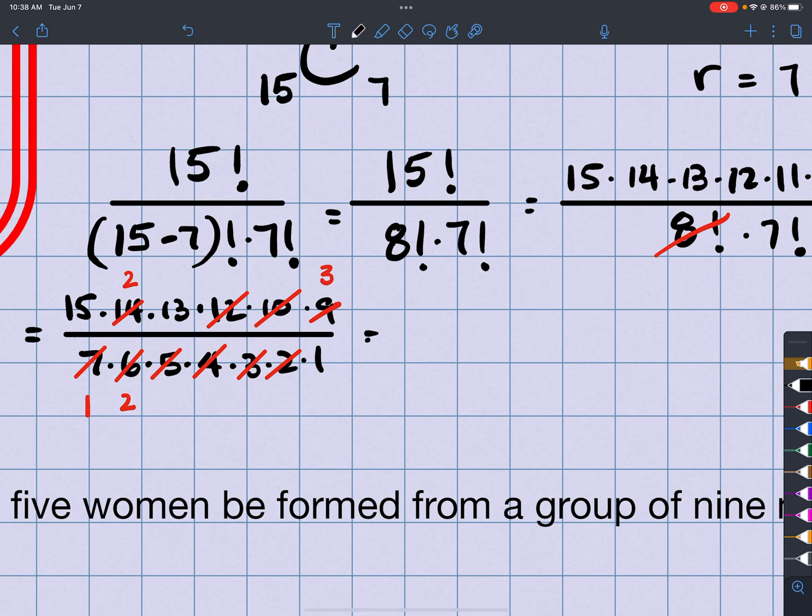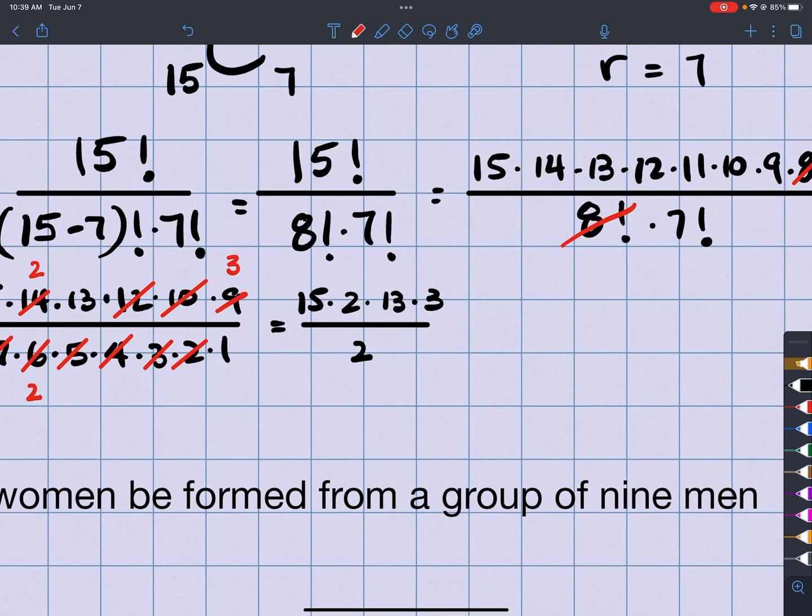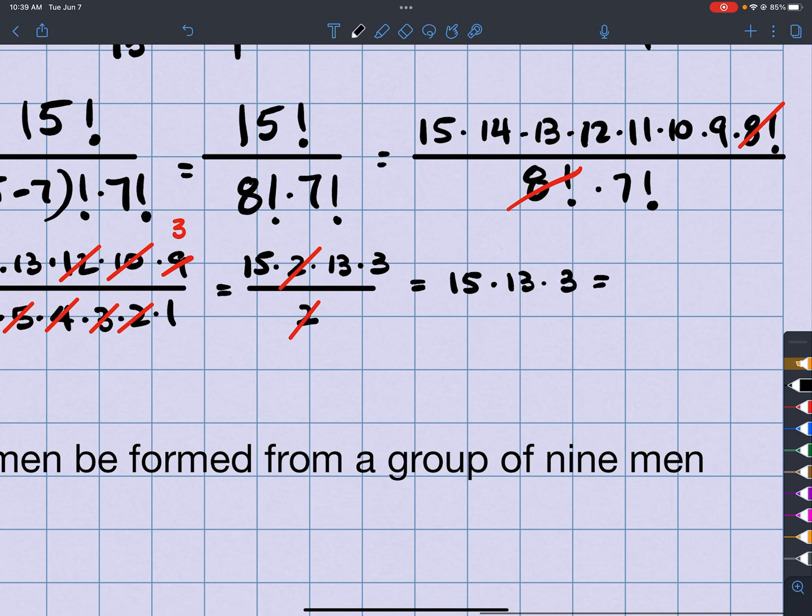Okay, so what do we have left here? We still have a numerator and denominator. The numerator says 15 times 2 times 13 times 3 over 2. All right, so that means the 2 can cancel out. So I missed that. So I'm left with 15 times 13 times 3, which is equal to... 15 times 13 times 3 is a lot.